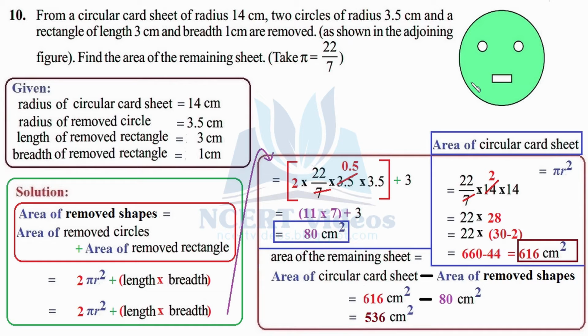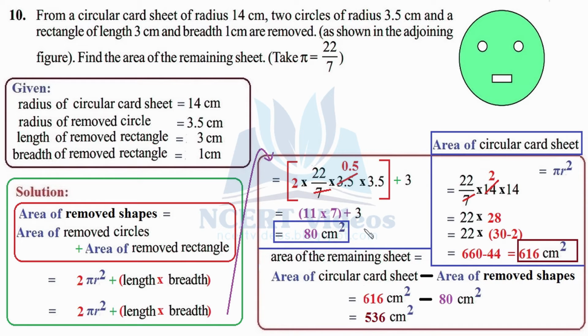Now we have to find the area of the circular card sheet, which will be pi r squared, because 14 centimeter was the radius of this complete circle. 7 to the 14, 14 to the 28, 22 as it is. Solve it. 28 can be written as 30 minus 2. We are just distributing it or breaking it down. 22 into 3 is 66, fix 0, minus 22 twos are 44. Subtract it, you get 16 centimeters square.